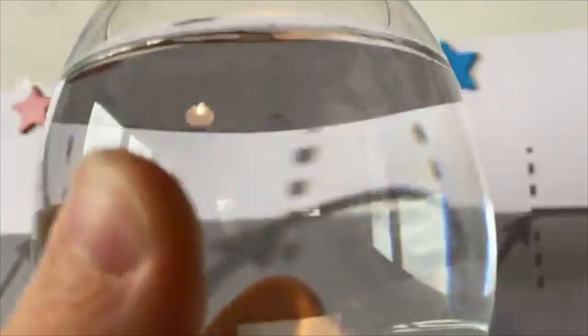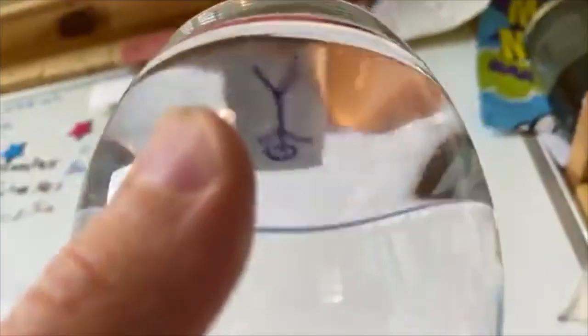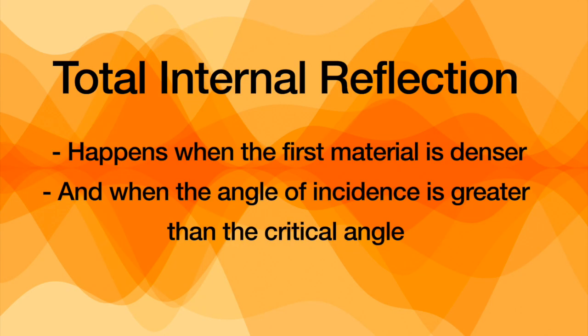I will show you. If we go below, like this... Oh, there you go, look at that! So we're seeing that image because light is bouncing from that person, hitting the surface of the water, and then going into the camera. Isn't that great? So total internal reflection happens when the first material is denser. Let's come back to that.